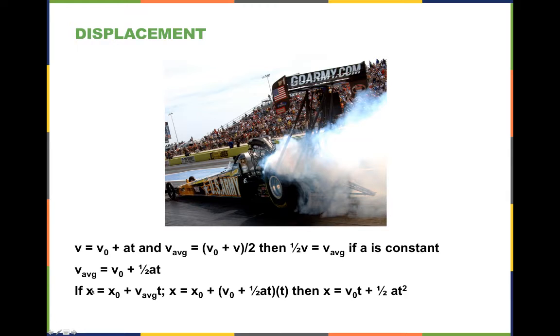So if x, the final position, is x0 plus the average velocity times time, then we can expand this by substituting this in for the average, do the math, and we get this equation. And lo and behold, these two equations are equations we want to put on our card. This one in particular is very important because it gives you the displacement if you know the initial velocity, the acceleration, and the elapsed time.